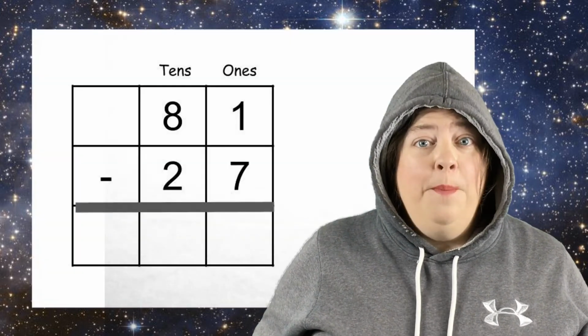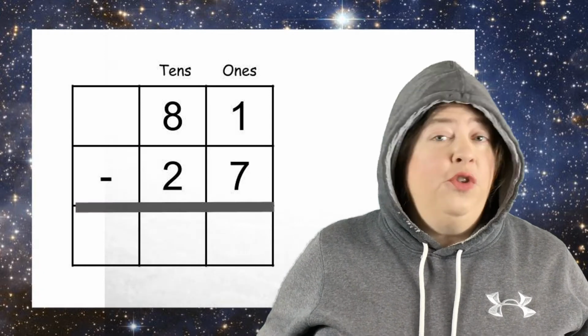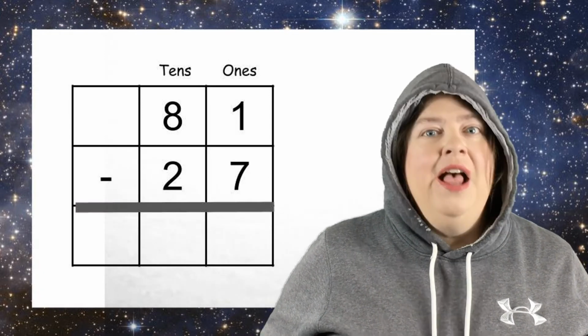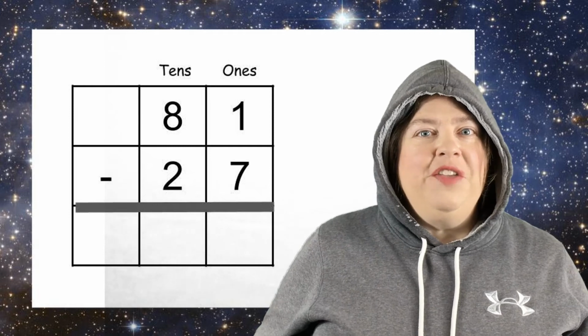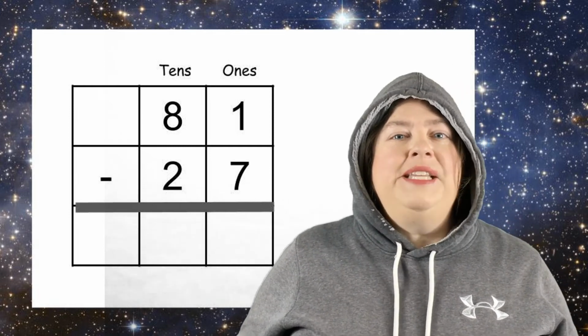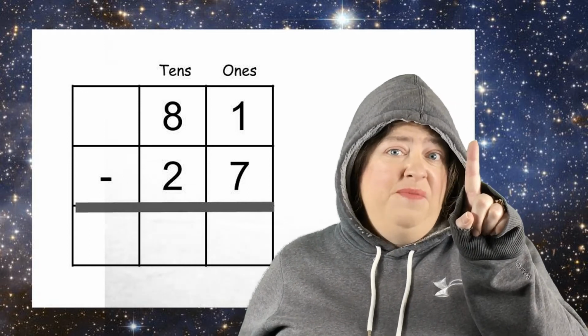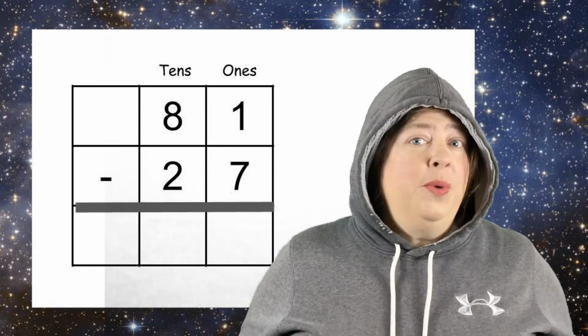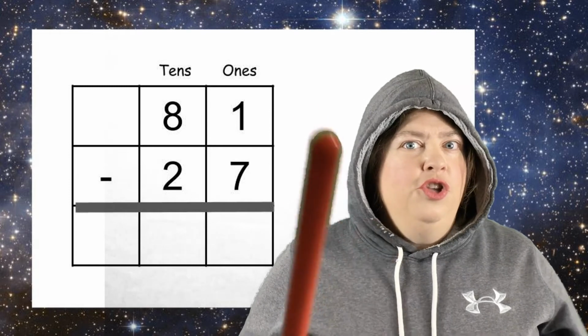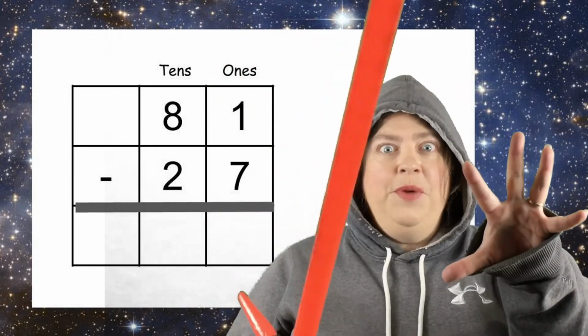Now that I've taught you how to subtract 2-digit numbers with regrouping, it's your turn to try it on your own. Let's take a look at our next problem. 81 minus 27. So what are we going to do first? That's right. We're going to look at the ones place first. And we see that we have 1 minus 7. Can you get 7 from this 1? No, you cannot. So what do we have to do, boys and girls? Use the force and regroup.